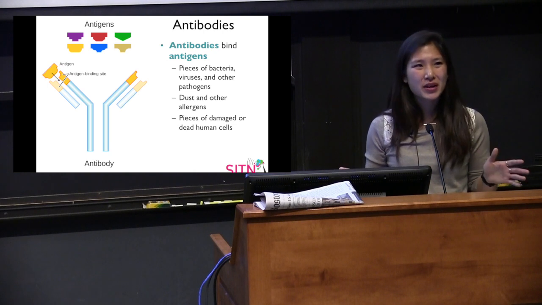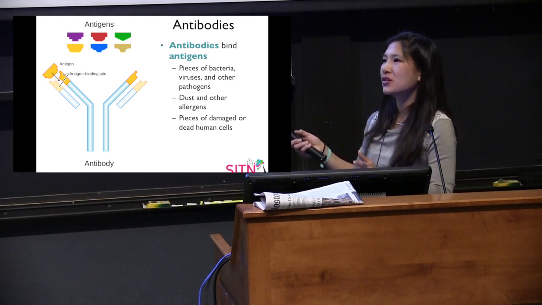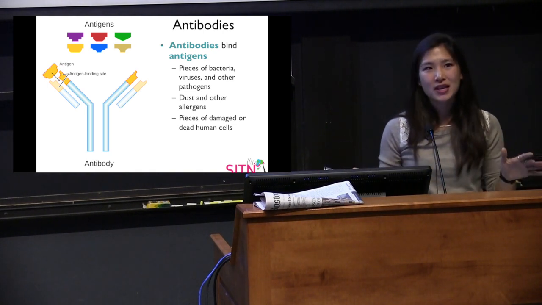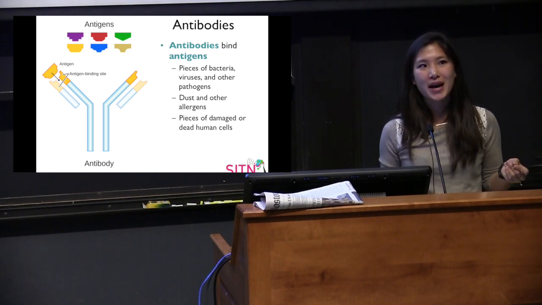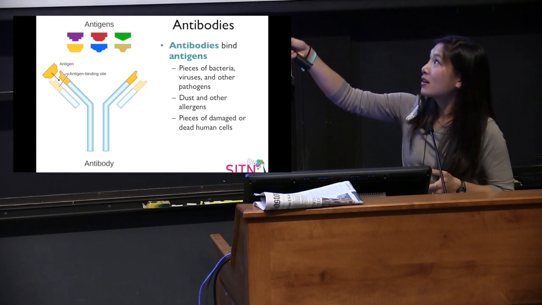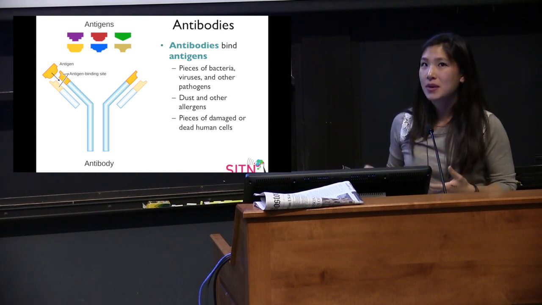So in a way, antibodies are kind of like bouncers or a police force that stops everything they encounter and asks them to show ID. If the ID that's shown is something bad, they will bind the antigen and recruit other immune cells to come and destroy it.